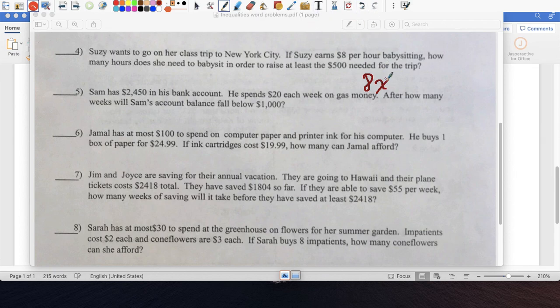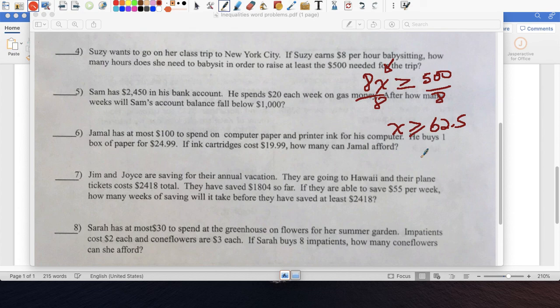Call that H, that's fine, or X, and that has to be greater. So all the hours multiplied by 8 has to be greater or equal to 500. Divide both sides by 8, and the number of babysitting hours is going to be 62.5, and again, she needs 62 hours and a half. Well, I don't think you can.